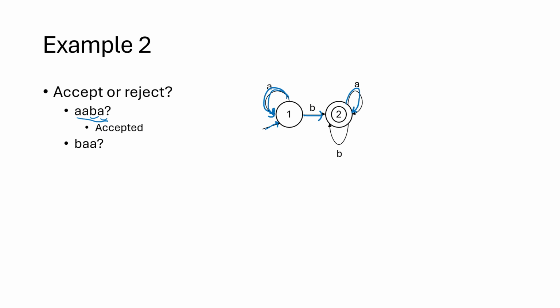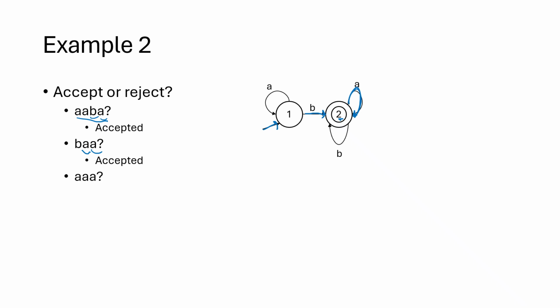Here's another one, BAA. So let me erase all of this and try again. Starting from the initial state with a B, we transition to state 2. Then we read the next symbol, which is an A, we stay at 2, and then another A, again we stay at 2. And you see that we ended up at the accepting state after reading BAA, which means that this input is also accepted by the machine.